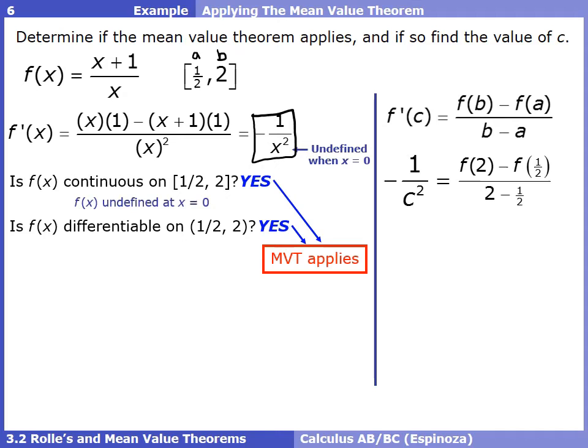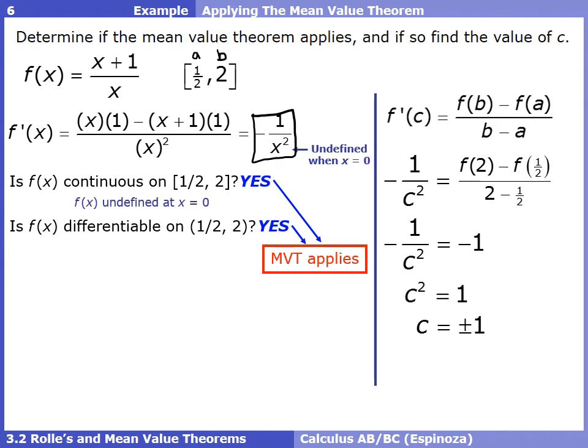To find f of 2 and f of 1/2, we just take those x values and plug them back into the original function. When you do that and divide by the denominator, that whole right side just becomes -1. Now we have a fairly simple algebra equation to solve. When you take some steps to simplify it, we'll end up with c squared equals 1, and when we take the square root, we always end up with 2 answers, a plus and a minus.